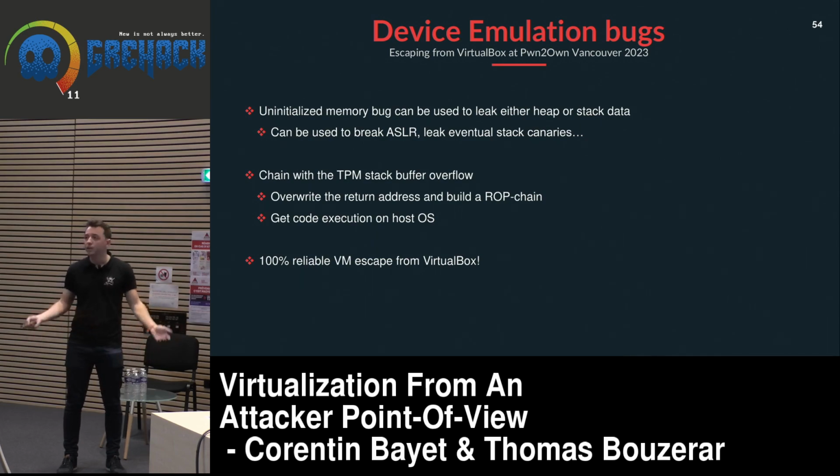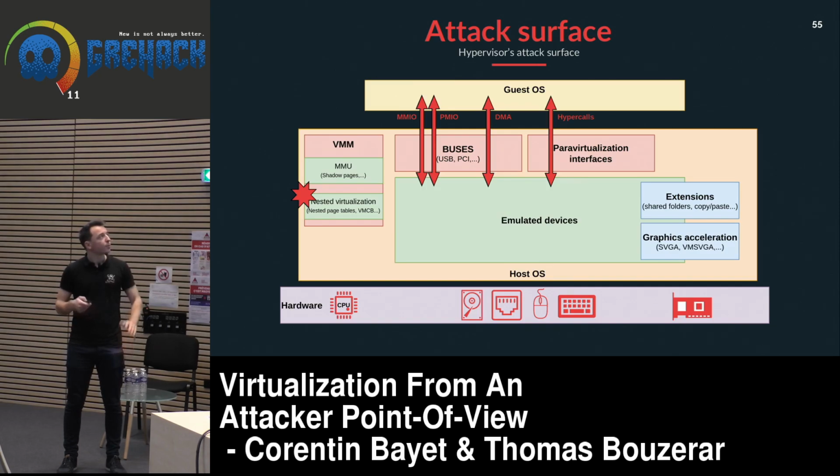So a classic stack overflow exploitation: overwrite the return address, build a ROP chain, and get code execution on the host. This bug chain was presented by Thomas at Pwn2Own earlier this year, and he successfully escaped from VirtualBox with it. So those bugs were actually quite classic bugs in virtualization. They are in the simple components of a hypervisor, like emulated device buses, where we have very classic vulnerabilities, such as use after free and buffer overflows.